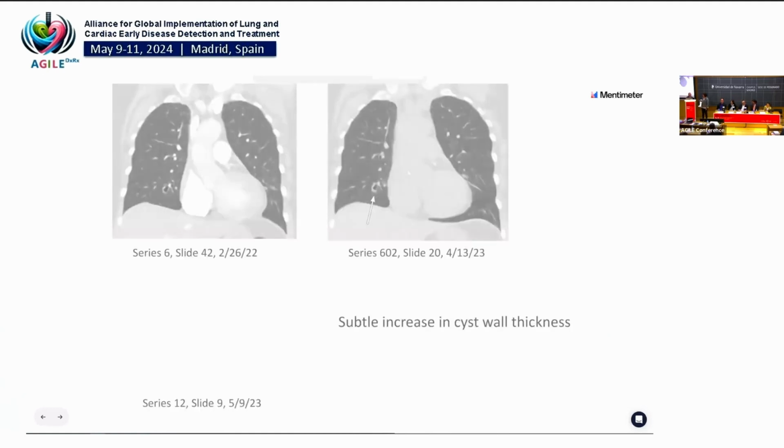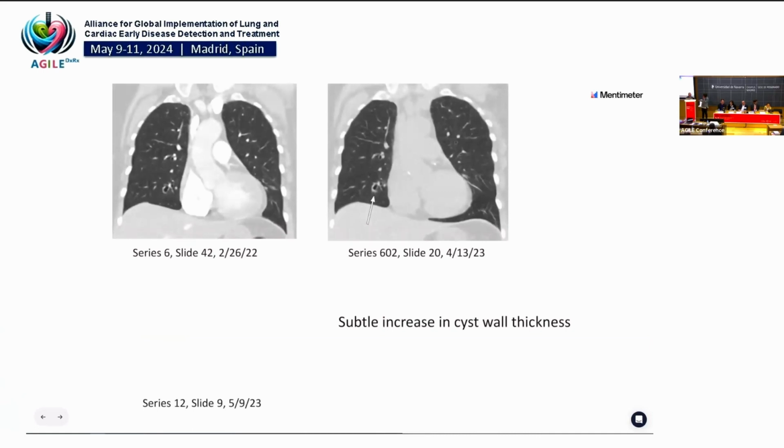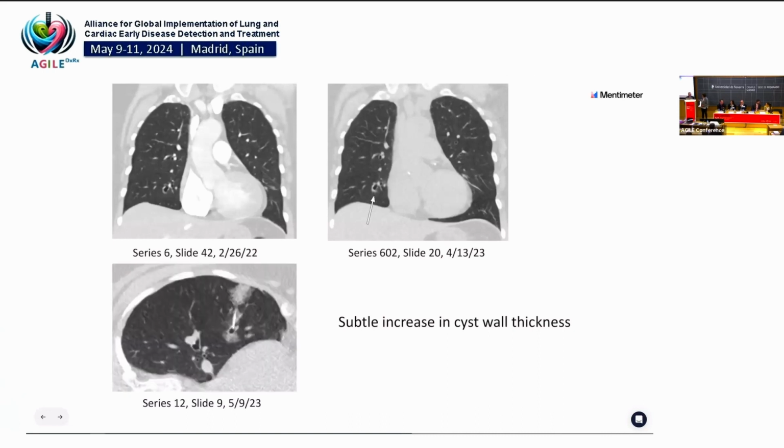Okay. So this is another case of another cystic lesion, and you can see very subtle increase in the thickness of the wall. That's a different lesion. And here you can see this is from someone who can do biopsies. In this case he's sitting across from me, but not everyone can.